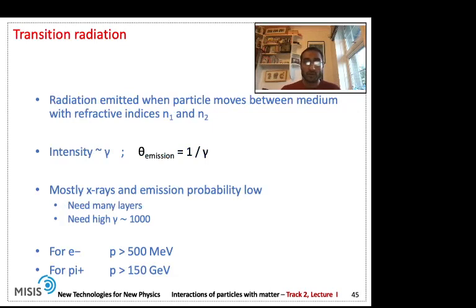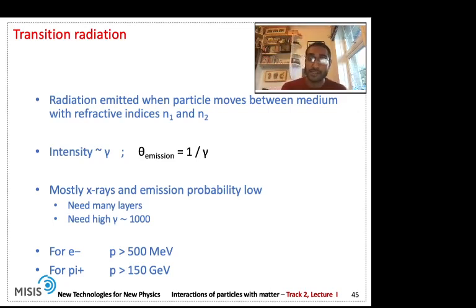Okay, so one final topic then is that of transition radiation. This is the radiation that's emitted when a particle moves between media with different refractive indices n1 and n2. The intensity of the radiation in this case is proportional to the gamma factor, but the emission angle is actually inversely proportional to the gamma factor.